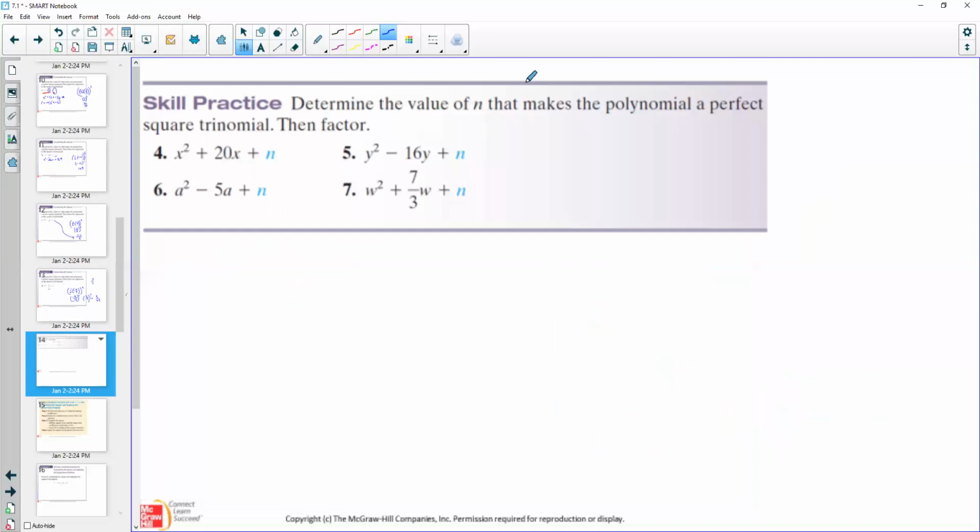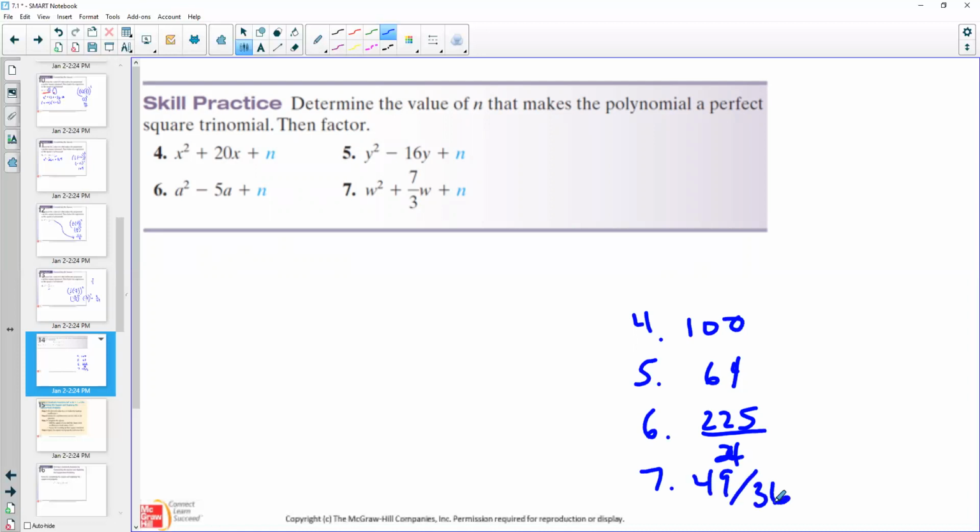All right. For each of these, you should go figure out the value of n. Really do try it. This is an important step here. For number 4, the value is 100. When you figure it out, for number 5, to check your work, the value is 64. For number 6, the value is 225 over 2. And for number 7, it's 225 over 4. The value is 49 over 36.